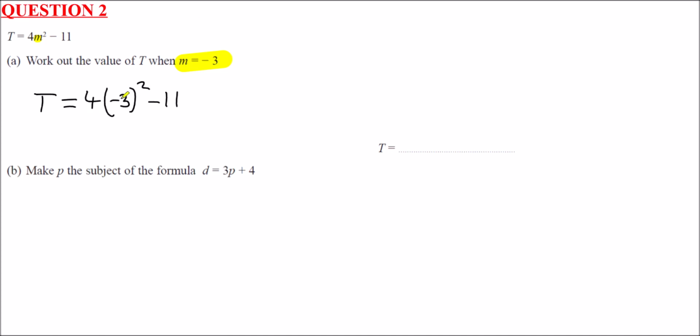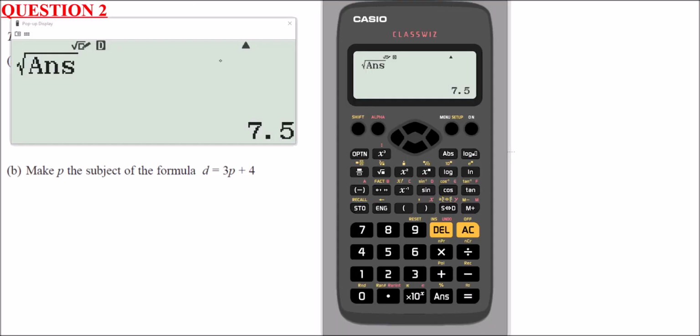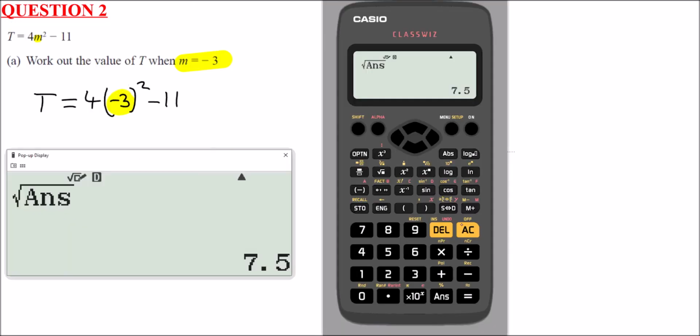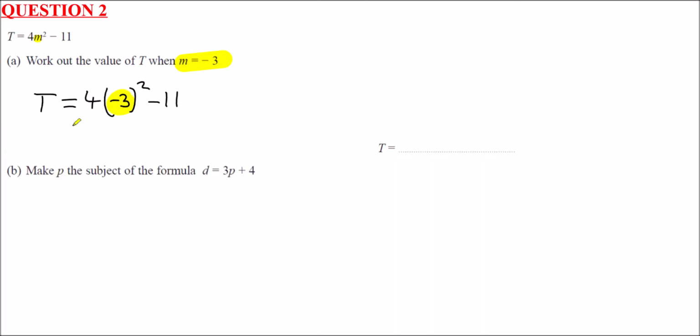Because it's a calculator paper, don't try and do too much on your own. Use the luxury of having your calculator as a legal aid, so why not just use it? Type it in exactly as it looks here. I would strongly recommend putting the minus 3 in brackets. So 4 lots of minus 3 squared, minus 11 generates an answer of 25. So when m is minus 3, t must be 25.